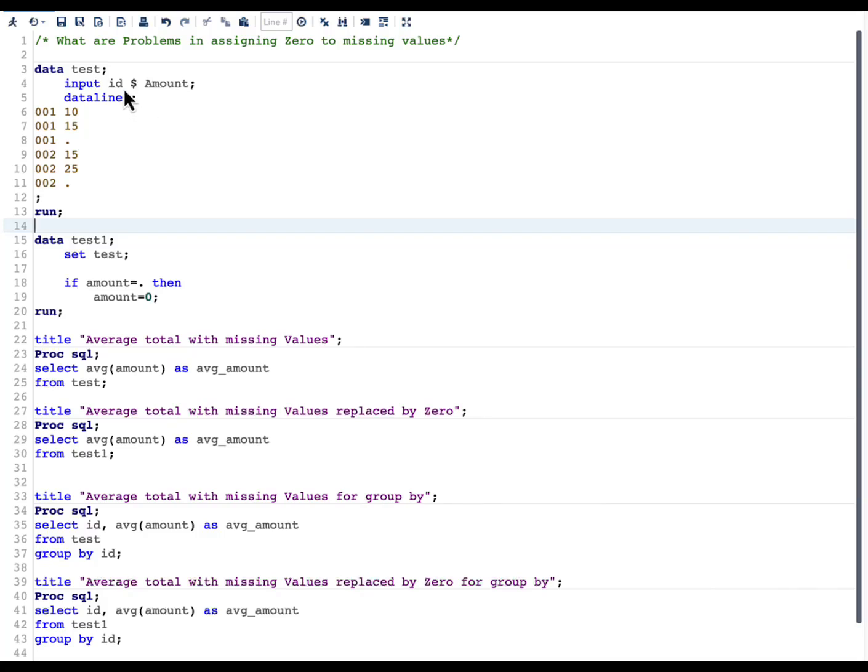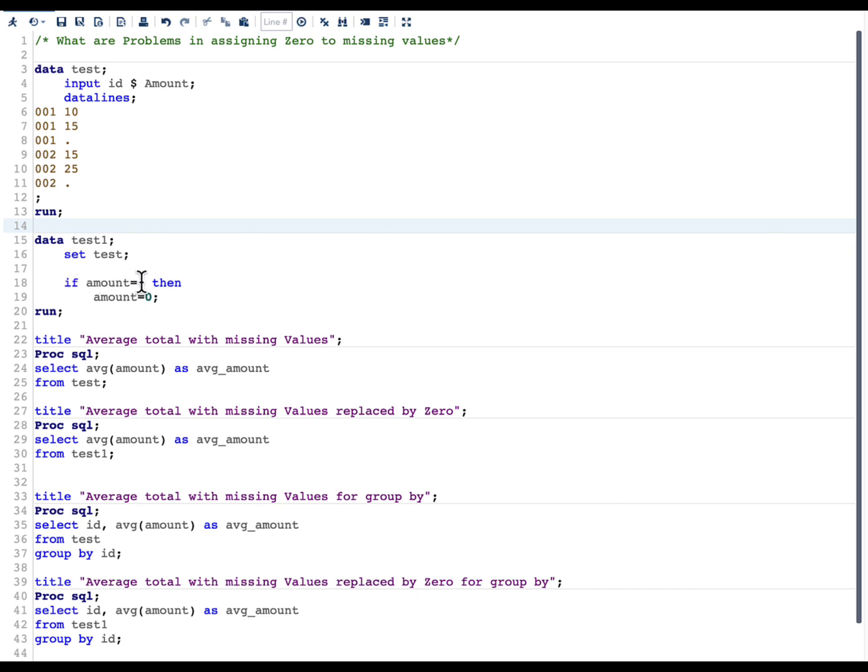Today we are going to discuss what the problems are in assigning 0 to missing values. Here I have a sample data set which I am calling test, and this has two variables, id and amount. This data set will have 6 observations, and if you look at the third observation and the sixth observation, amount has missing values.